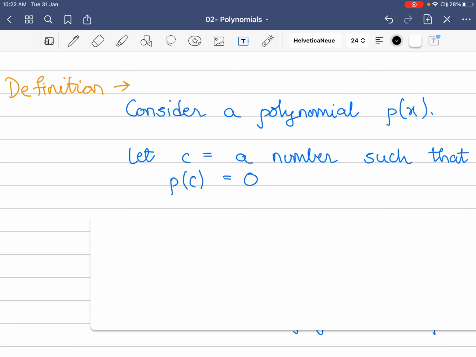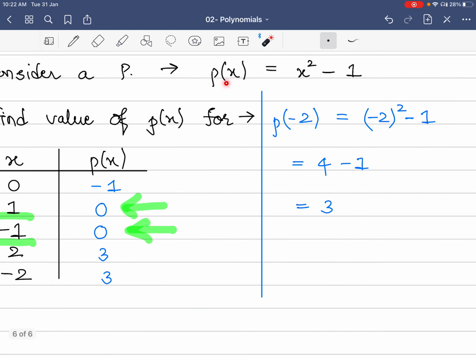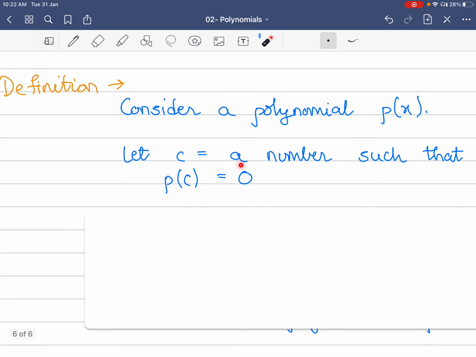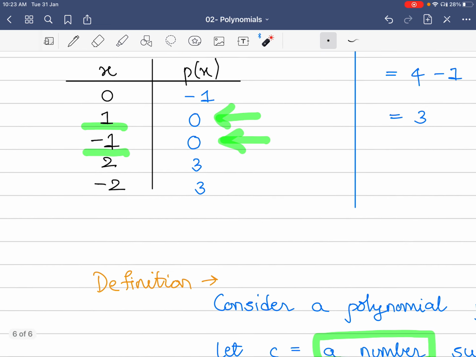Now, consider a polynomial P of x, like we had this polynomial P of x equal to x square minus 1. Now let c be a number such that P of c is equal to 0. So we have taken some value c. It's a number. So what is c? C is a number. C is not equal to a. That might be the confusion. So c is one number, a number. And what is the speciality of this number? The speciality is P of c is equal to 0 for that value of c, the way we saw here.